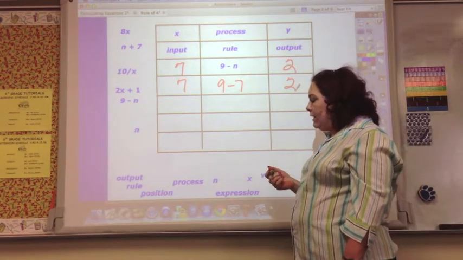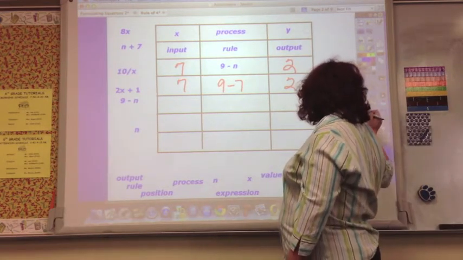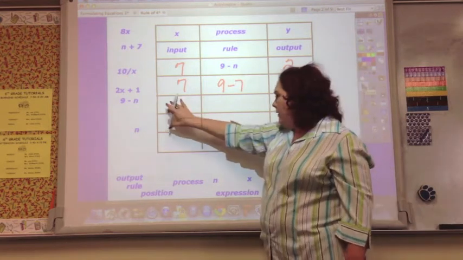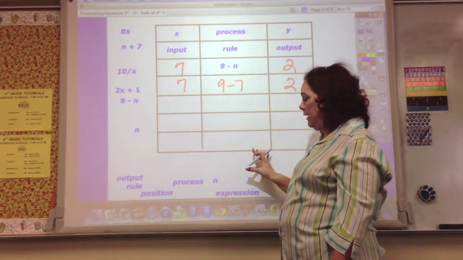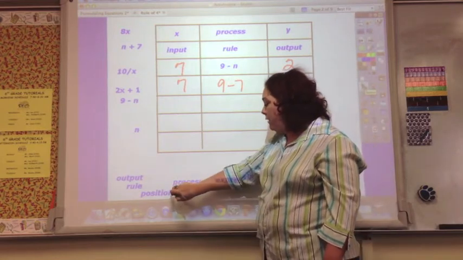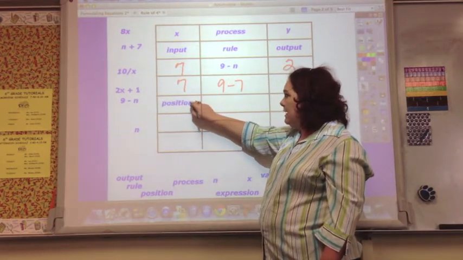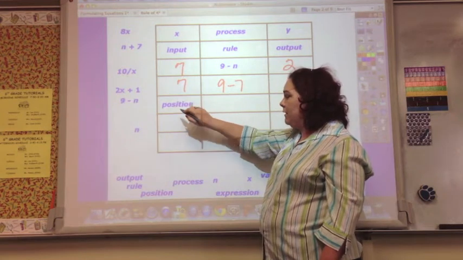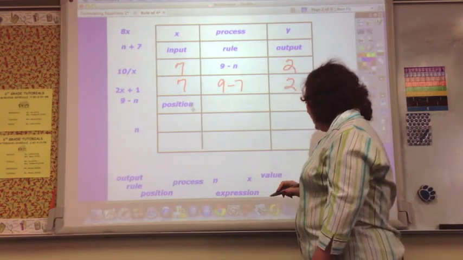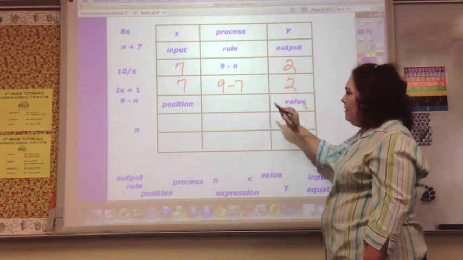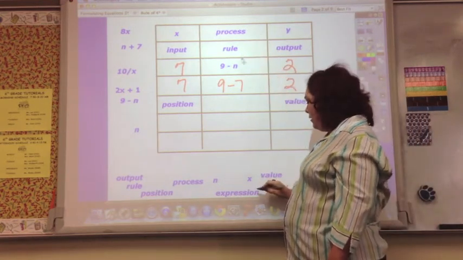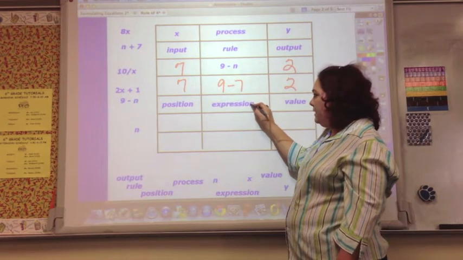And then we'll get into whenever the table is stretched out this way instead of up and down like this, you might look at the x, or the input, is also called the position, and the output is called the value. And then this process and rule, you could also refer to that as the expression.